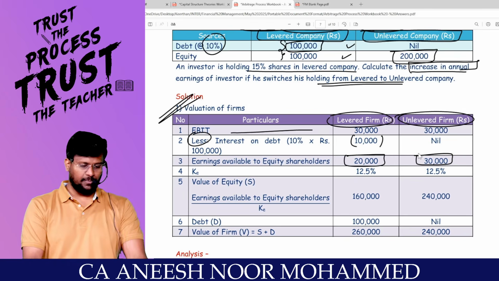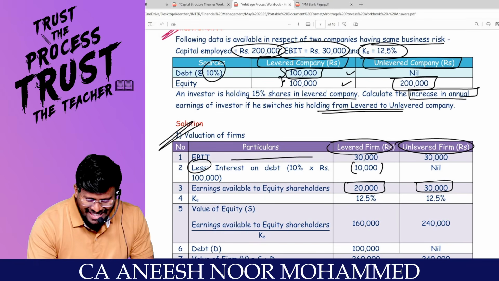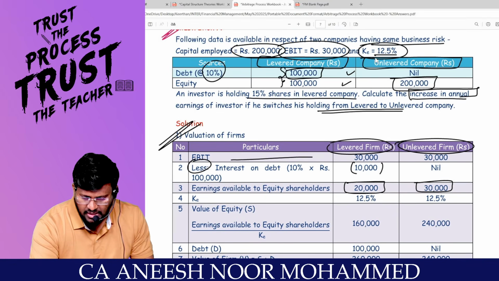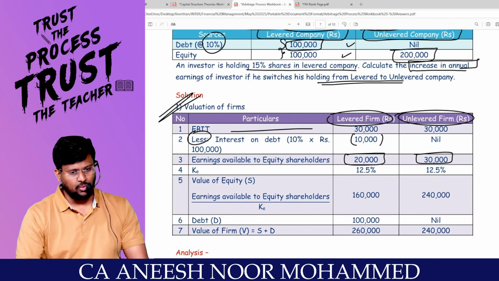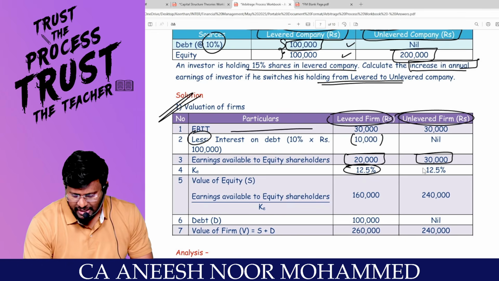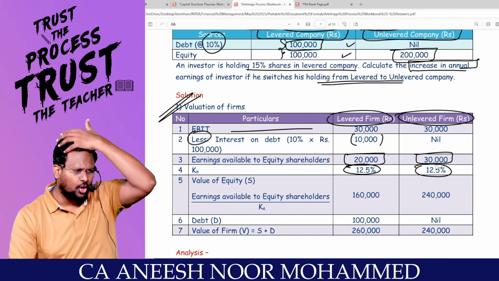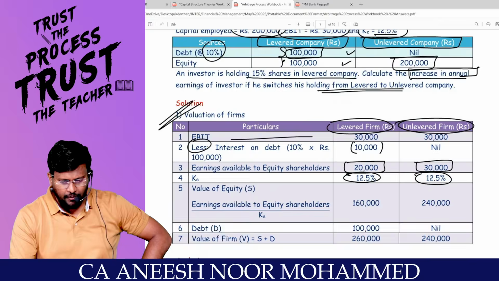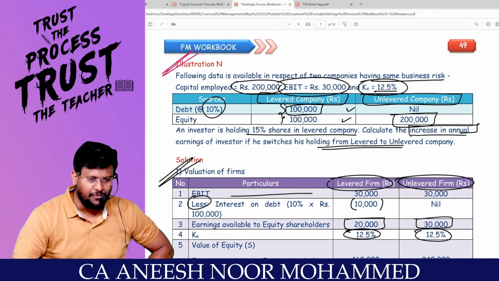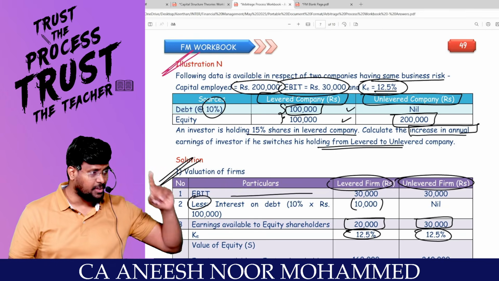Can I proceed, sir? You tell me what is the KE. KE is how much percent? 12.5%. Right, sir? So 12.5% is the KE of the levered firm and also the KE of the unlevered firm, because specifically they have not bifurcated what the KE is. The last question they gave separately.